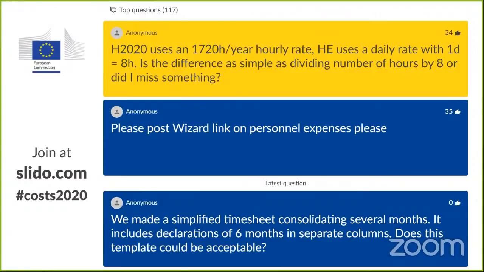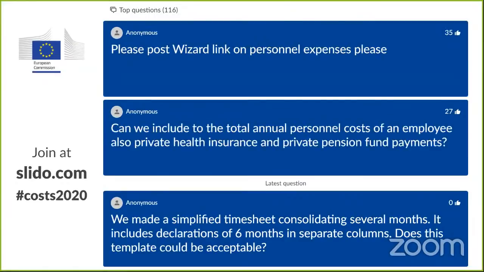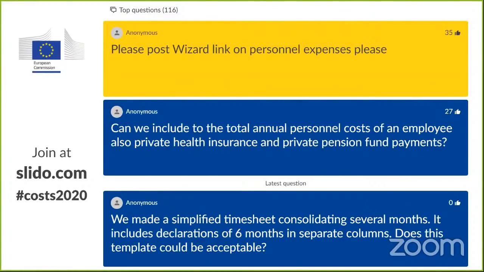Next question: please post the wizard link on the personnel expenses. So we cannot post a link because this wizard is deeply integrated with the grant management system and with the periodic reporting. But what we can show again, hopefully, David, is the slide where in the reporting system, you see how to access this wizard. David, can you try to quickly bring up this slide again? Yes, I'm going to try. Okay. It's coming.